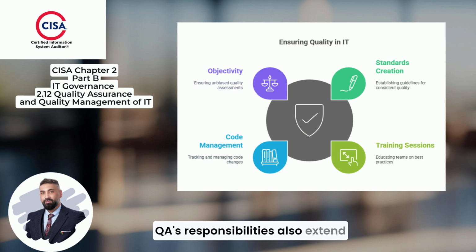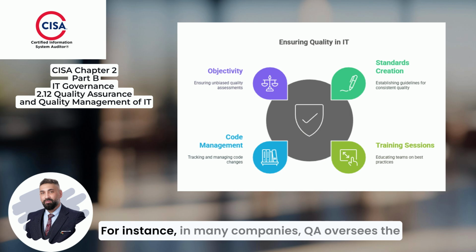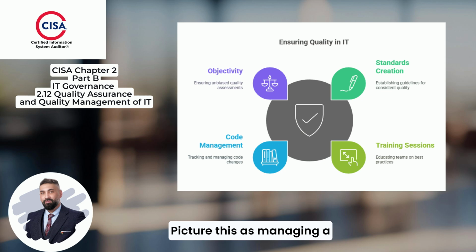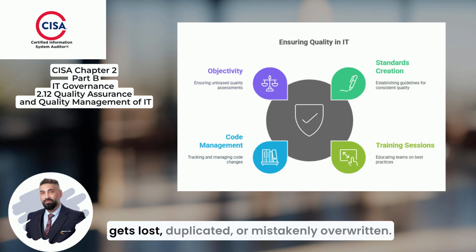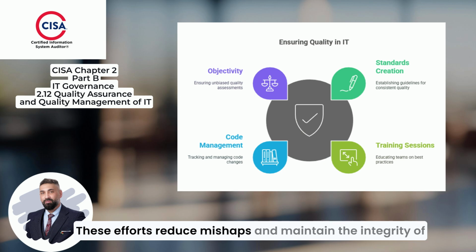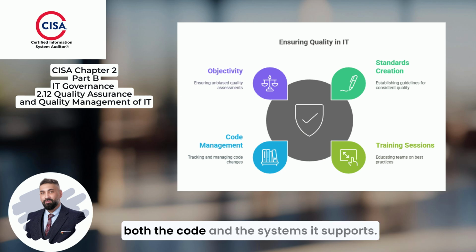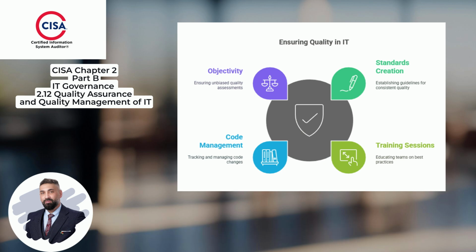QA's responsibilities also extend to promoting good habits. For instance, in many companies, QA oversees the use of code management tools to ensure developers can efficiently track modifications to software. Picture this as managing a shared digital library of code. QA ensures no book in the library gets lost, duplicated, or mistakenly overwritten. These efforts reduce mishaps and maintain the integrity of both the code and the systems it supports.